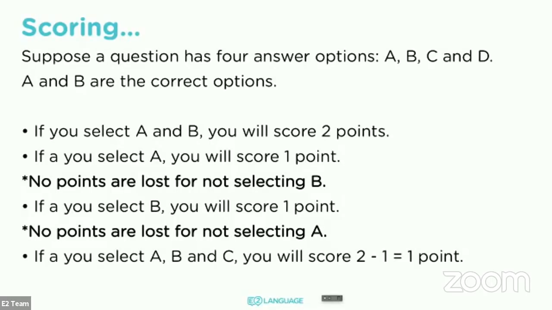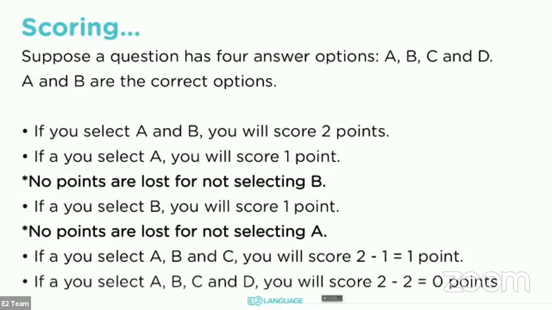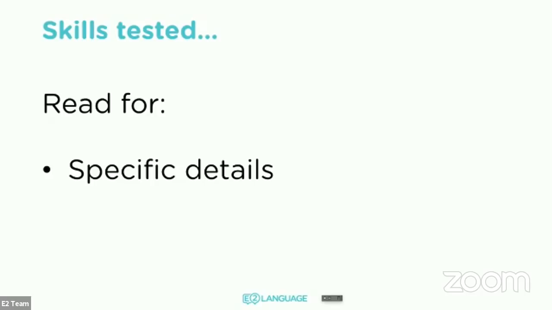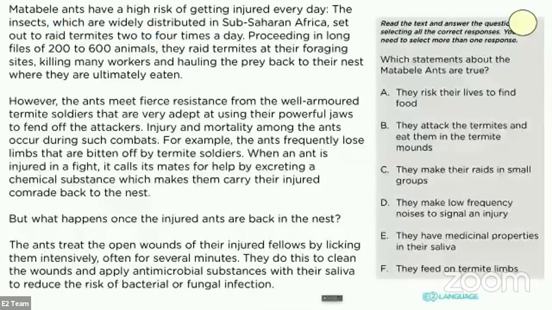If you select A, B, and C, well, you'll get 2 minus 1 or 1 point. If you select A, B, C, and D, you'll get, well, 2 minus 2 or 0 points. And 0 is the lowest score. You can't go into negative with this. This task tests your ability to read for specific details.